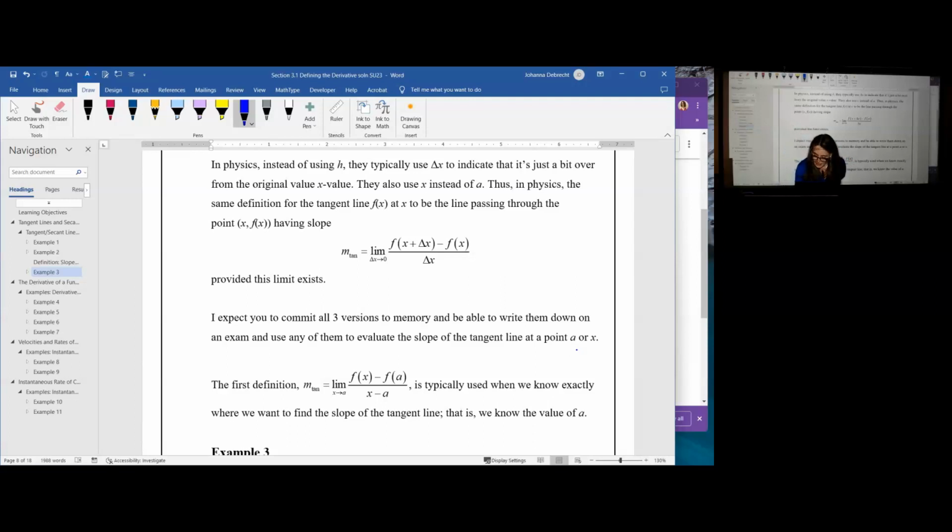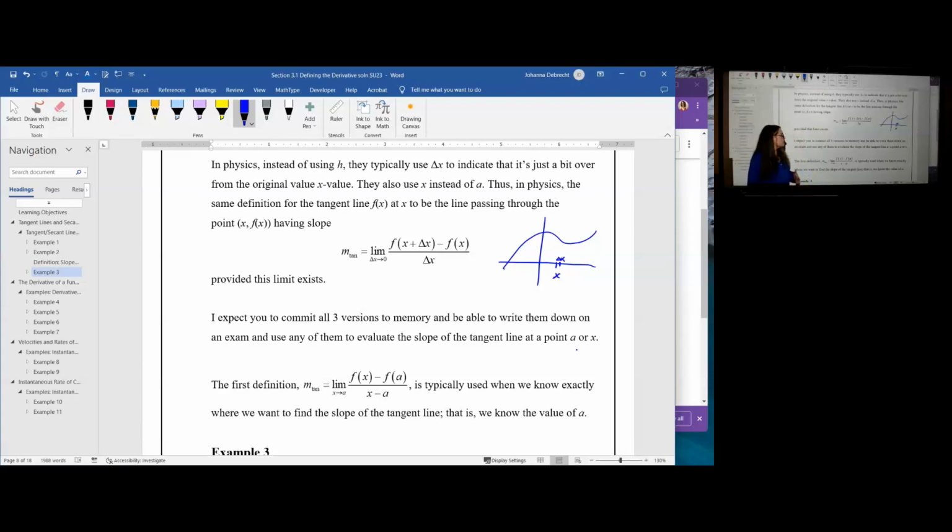Again, what we're looking at here is some kind of curve, some value of a, or in this case, x, and then we've scooted over just a little bit. And that change there is delta x or h. And so we have the point x and the point x plus delta x. In other words, delta x is just being substituted for h.